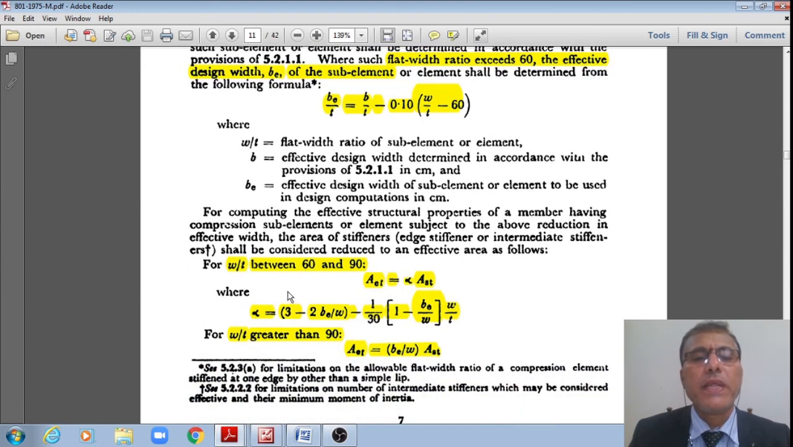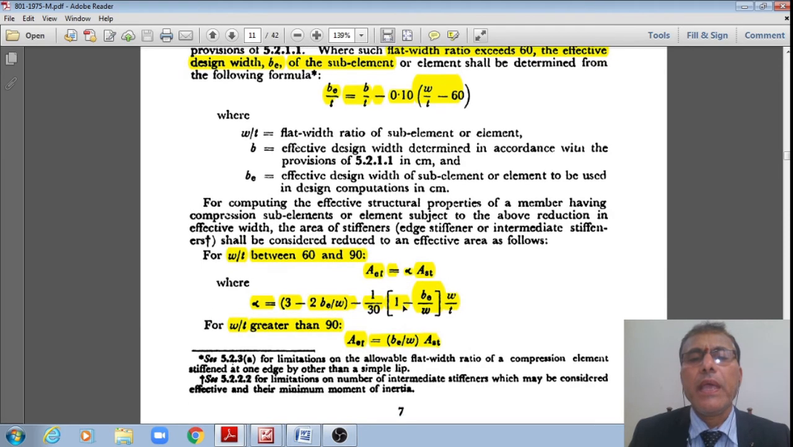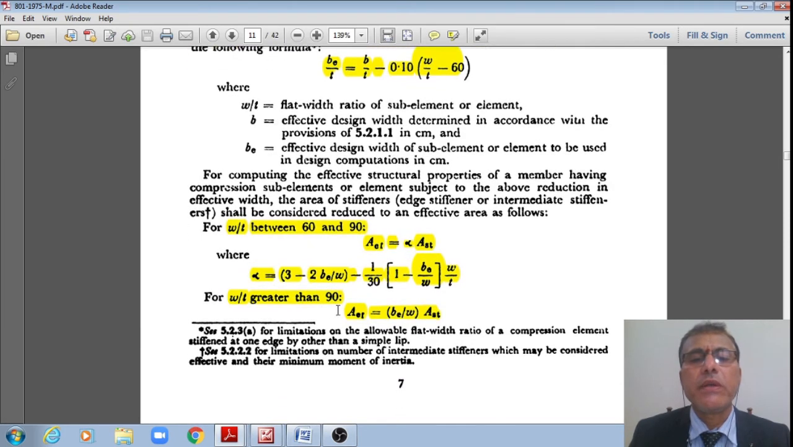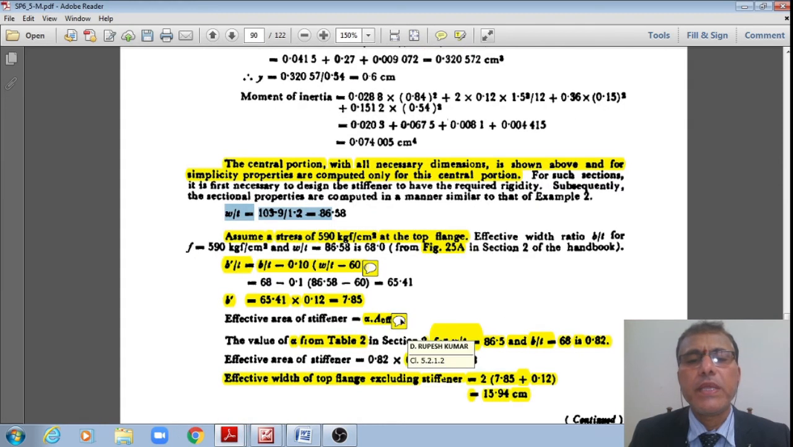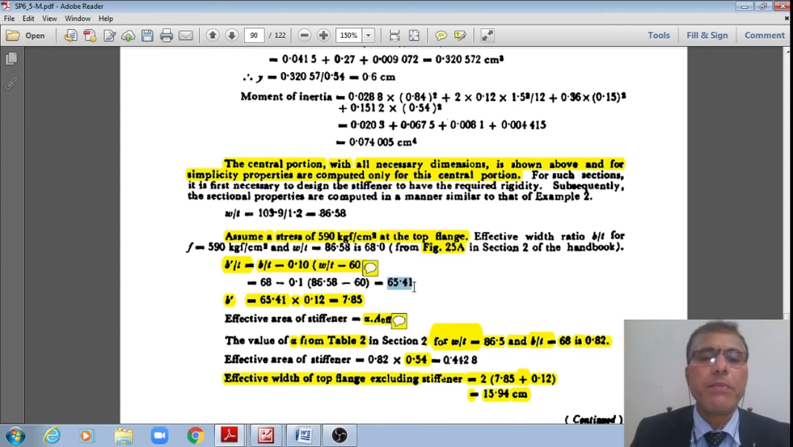And if w by t is between 60 and 90, then A effective is equal to alpha multiplied by A_st, where alpha is equal to 3 minus 2 multiplied by b_e divided by w, 1 minus 30 multiplied by 1 minus b_e by w multiplied by w by t, right? That is how I'm just recalling this formula, student. And I'm substituting here. Therefore, now I'm getting this from this clause 5.2.1.2. I've just written this formula and I'm substituting what is b, what is t, everything. Now I'm getting this b prime by t, b prime by t is equal to 65.41.